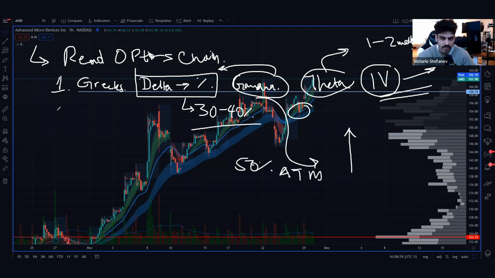Right. And next, we're going to look at the open interest and the volume. So open interest and volume play on the liquidity aspect of the options. So if open interest is high, that means it's going to be fairly liquid, right?